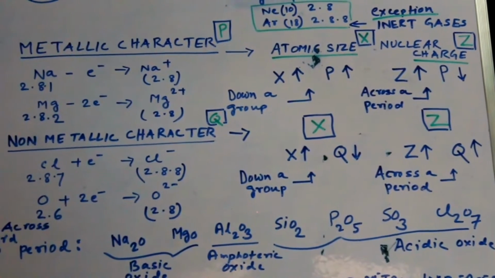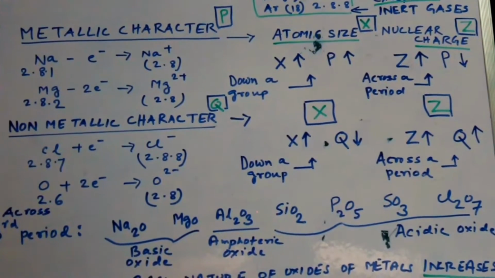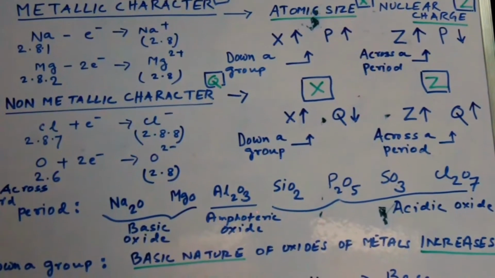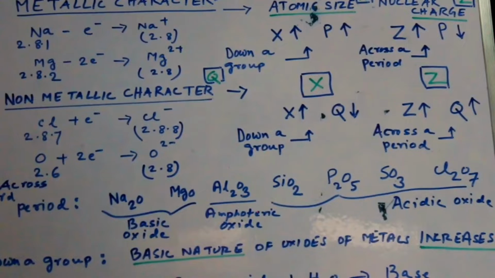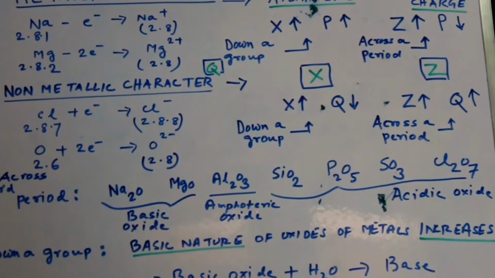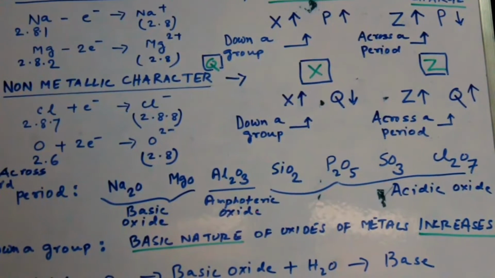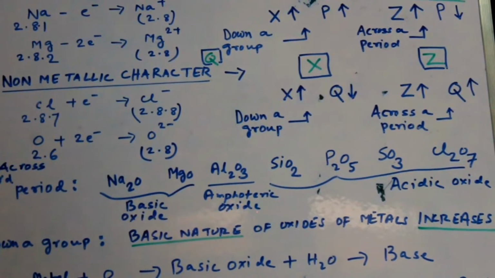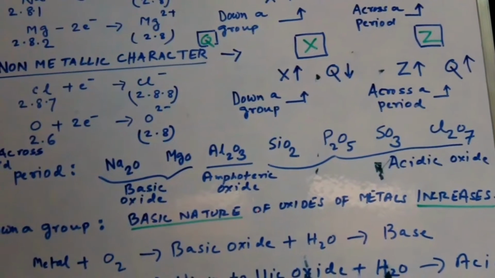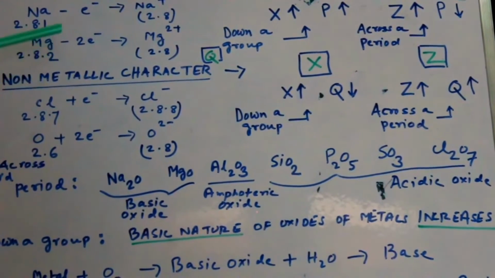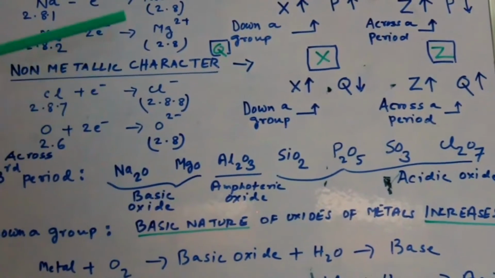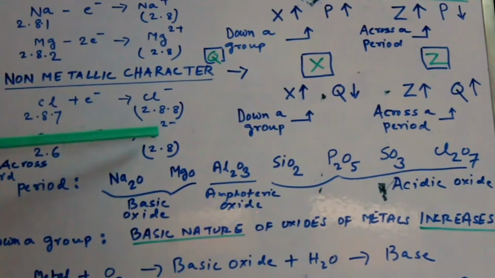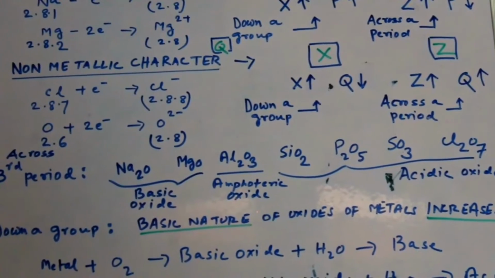Now the third concept, non-metallic character. Non-metallic character is represented by the letter Q. Now what is basically non-metallic character? Some elements have a tendency to gain electrons in order to attain the octet, or 8 electrons in the outermost shell. So those elements are known as non-metals. For example, chlorine, if it gains 1 electron, becomes Cl-. Oxygen, if it gains 2 electrons, becomes O2-.